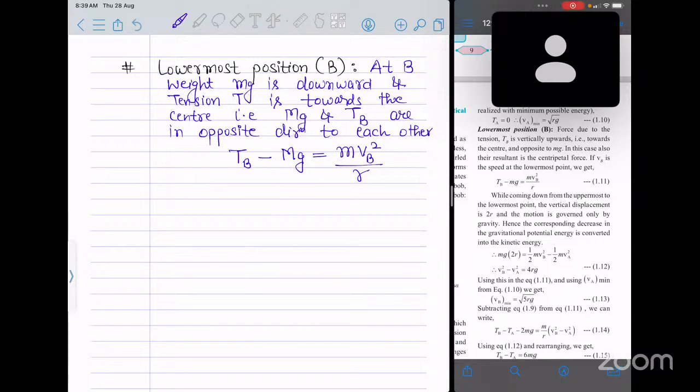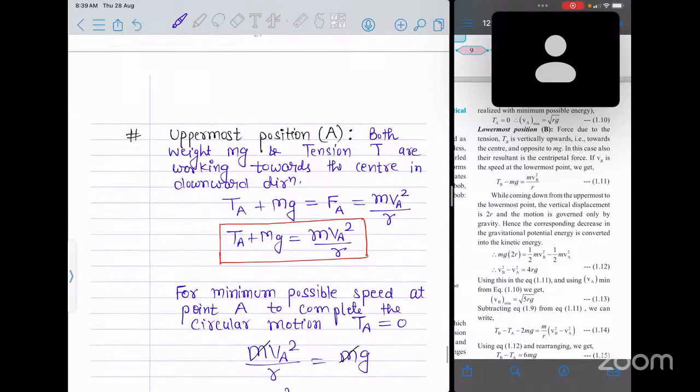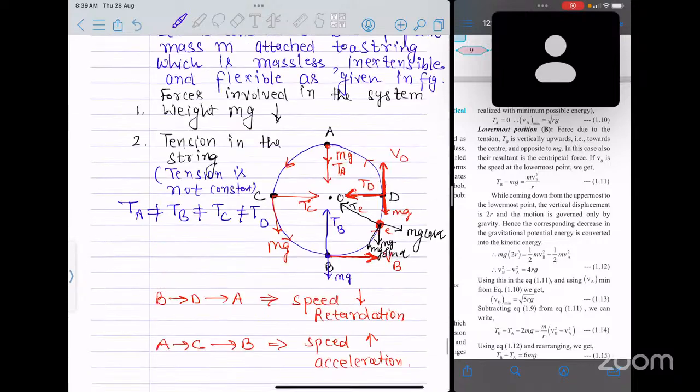Now the second condition. The second condition is if the object is at point A and the velocity of the object at point A is the minimum possible, which is given by VA, and when the object is at point B, its speed is VB. So there will be a change in kinetic energy. And according to work energy theorem, do you know what is work energy theorem?